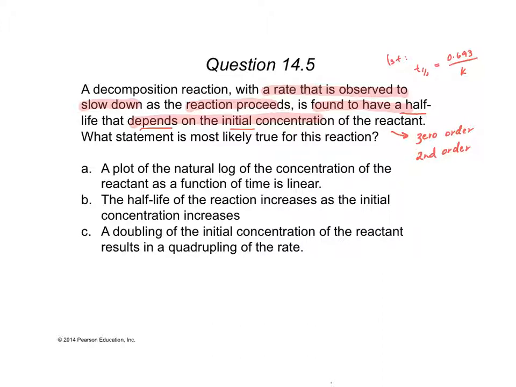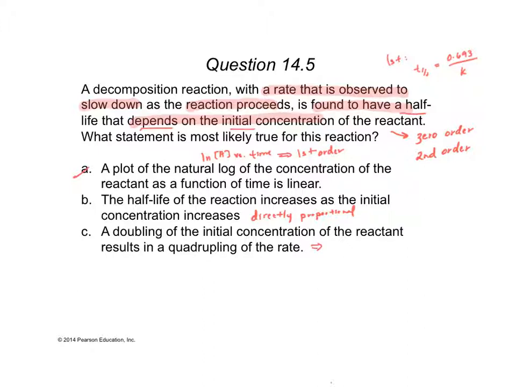So A says a plot of the ln of concentration versus time gives a straight line, right? So this would be what would happen if this was first order. We know that this can't be first order, so the answer cannot be A, okay? So now in B, it says the half-life of the reaction increases as the initial concentration increases. This indicates a directly proportional relationship, right?